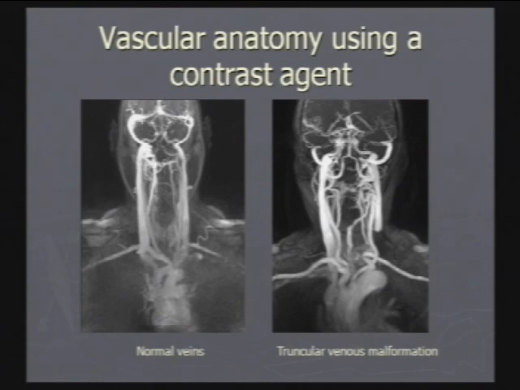Now, there may be, as Sal has pointed out to me, a tiny little stream that comes from there and might connect to the subclavian. I don't happen to see it here because the resolution that I'm showing you is roughly 1 cubic millimeter. So I won't say I can image down to 200 microns with this technique at this point.